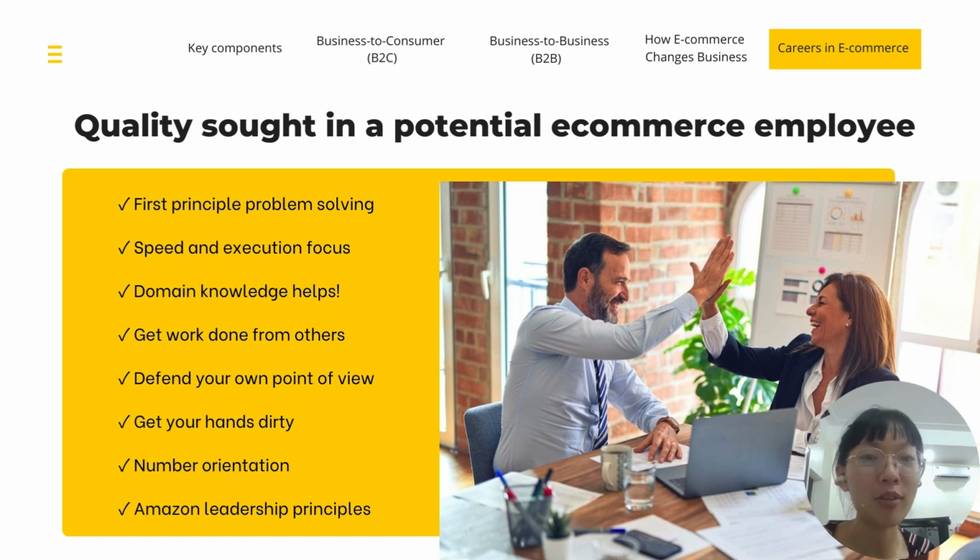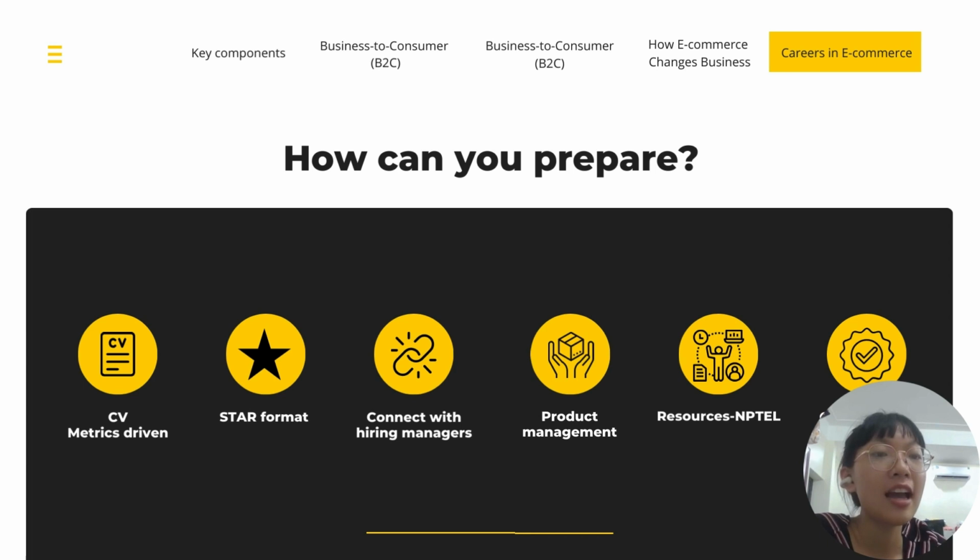First, problem solving. Second, speed and execution focus. Third, domain knowledge. And you will need to get work done from others, defend your point of view, get your hands dirty. You will need to have number orientation, and finally, you should master Amazon leadership principles. Having the qualities I mentioned above is a plus, but not all.